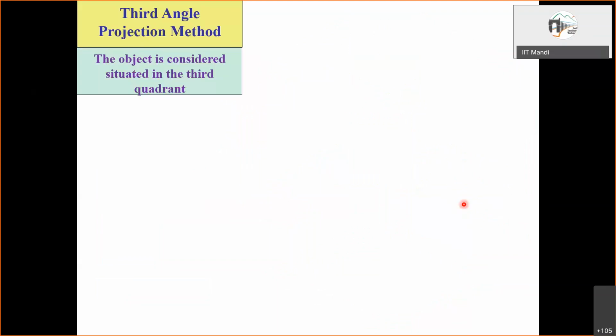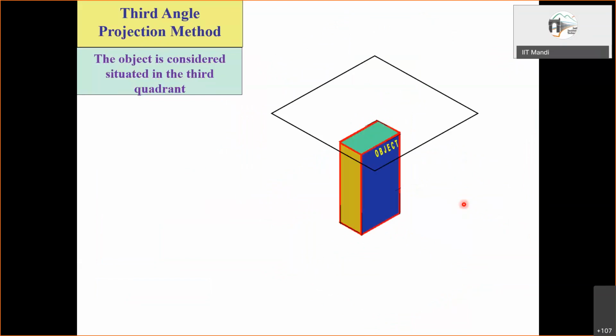So next, the same thing for the third angle projection. So you have the object, right? Then this is a top view, we look from here. Here is the horizontal plane, which is between the object and the observer. And then here we get the top view.